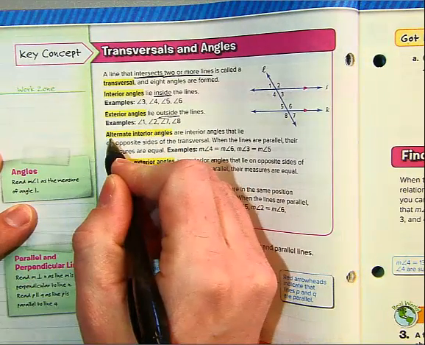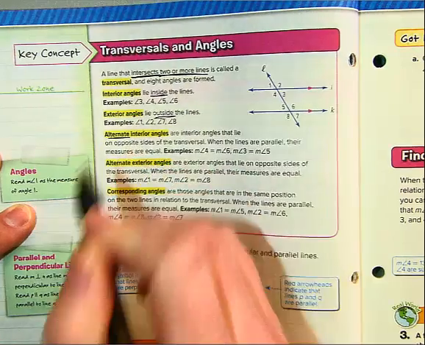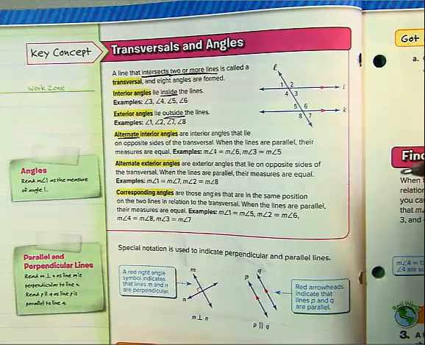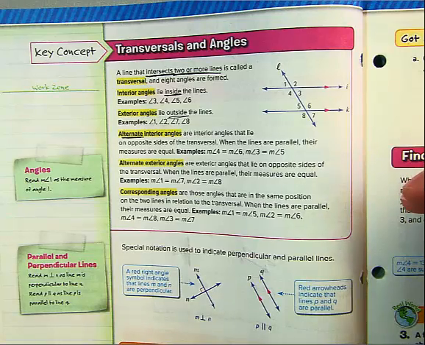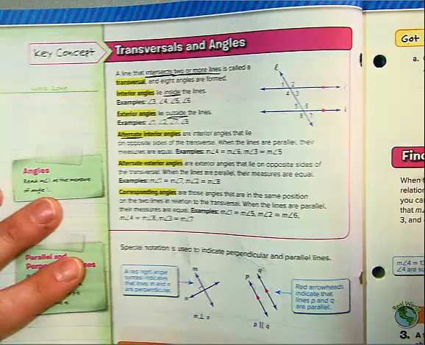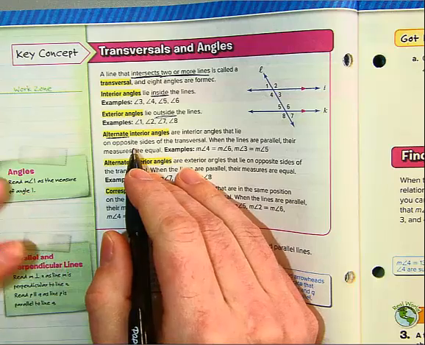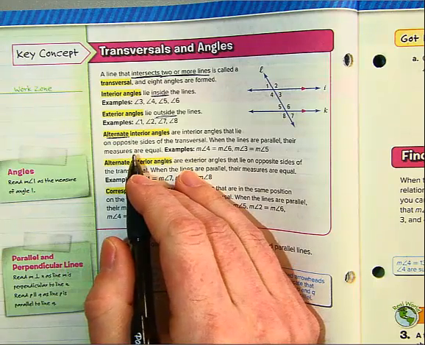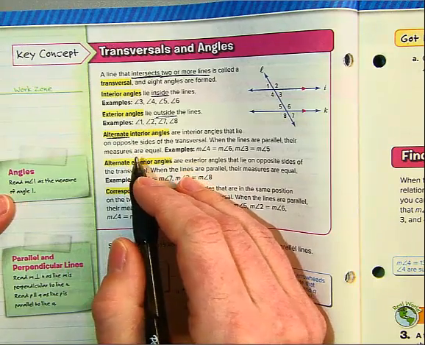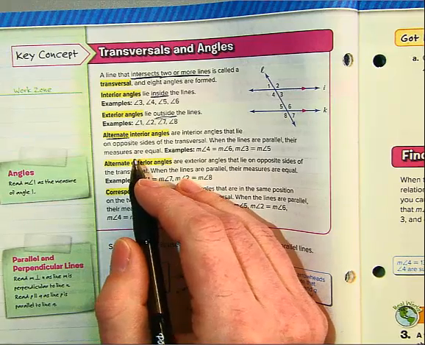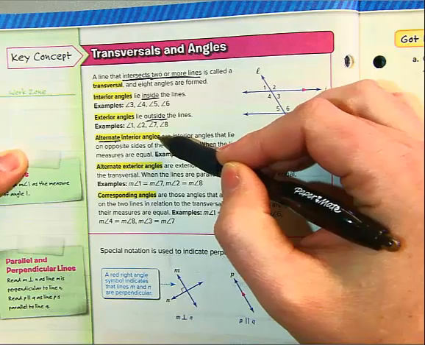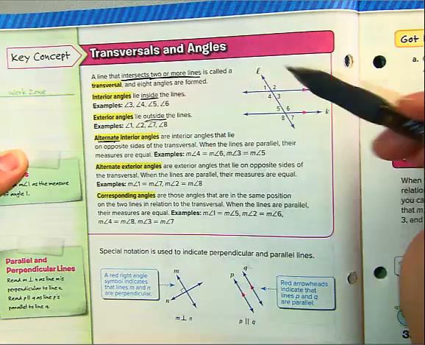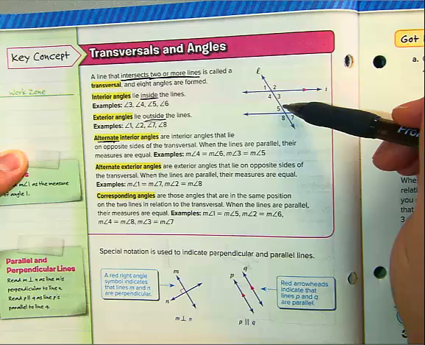Now, this word here, alternate. If you're an alternate on a sport team, it means you're the other person, or the other side. So an alternate interior simply means like the other one, or really the opposite. If things are alternates, they're sometimes also considered opposites. So alternate interior angles simply mean interior, inside angles that are opposites.